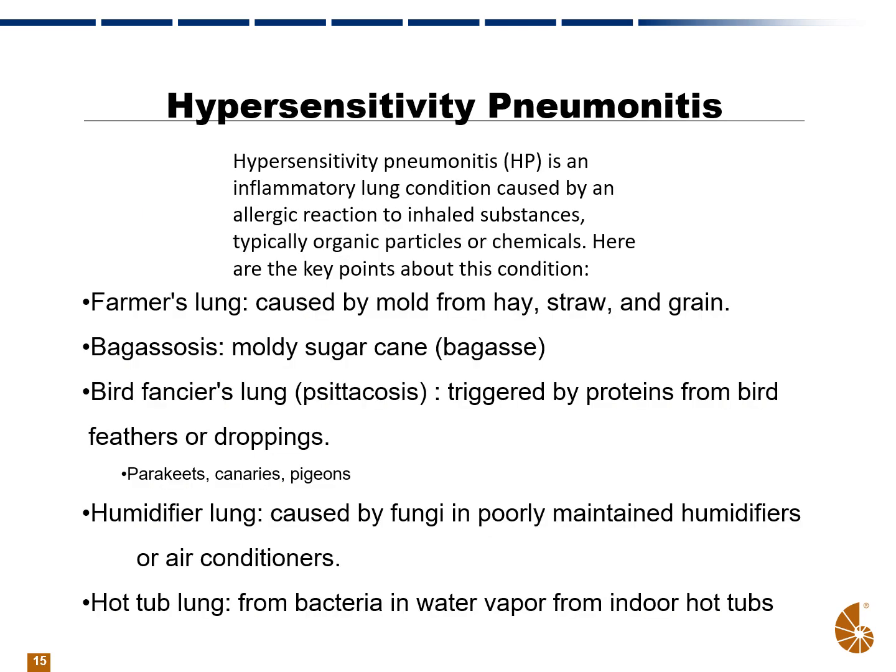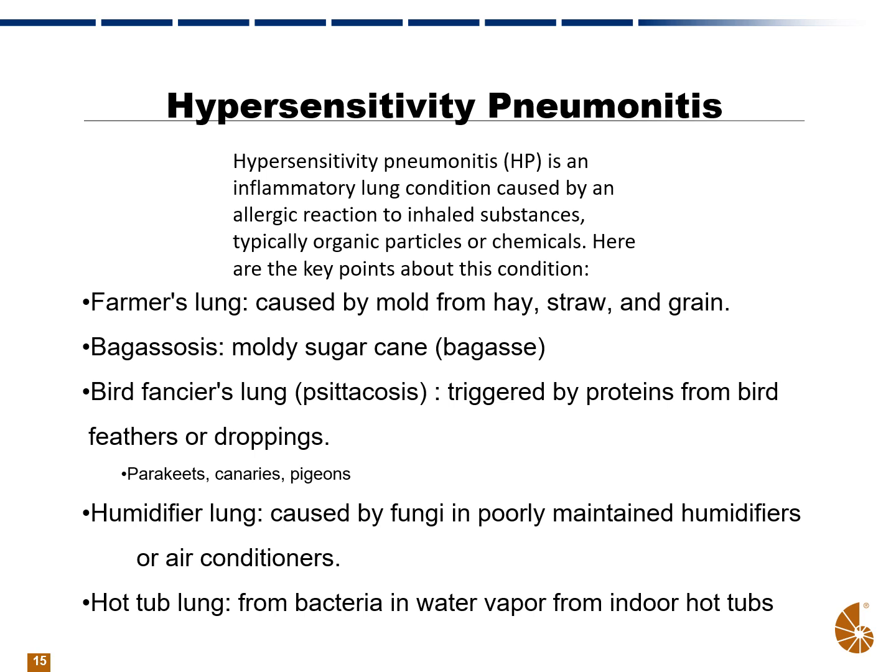We also mentioned another subset is hypersensitivity pneumonitis, an inflammatory lung condition caused by allergic reaction to inhaled substances or particles. There are things such as farmer's lung, caused by mold from hay, straw, or grain, and bagasosis, which is moldy sugar cane, which can cause hypersensitivity pneumonitis. Bird fancier's lung, also called psittacosis, is triggered by proteins from bird feathers or droppings. It can be from parakeets, canaries, or pigeons.